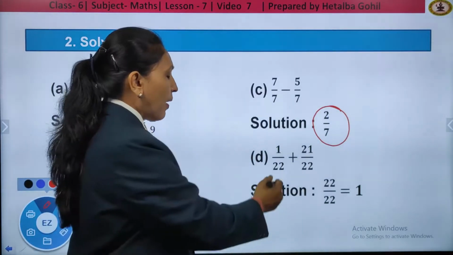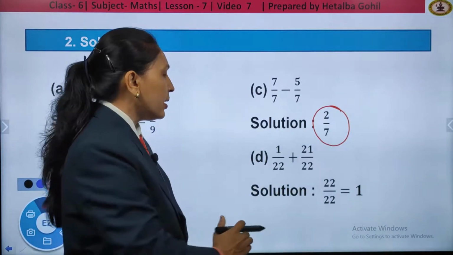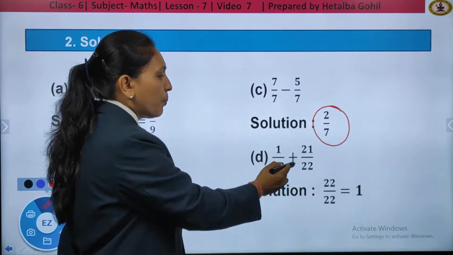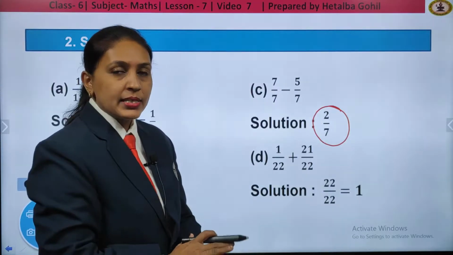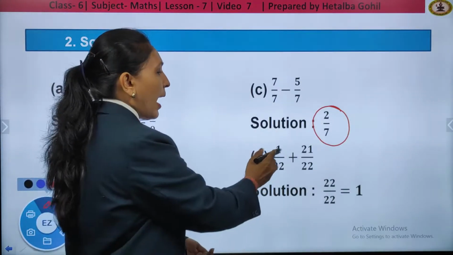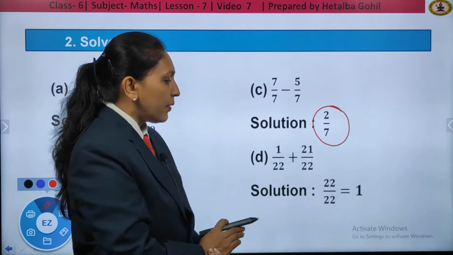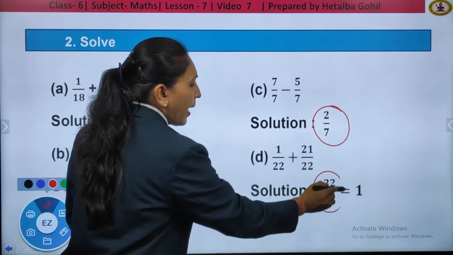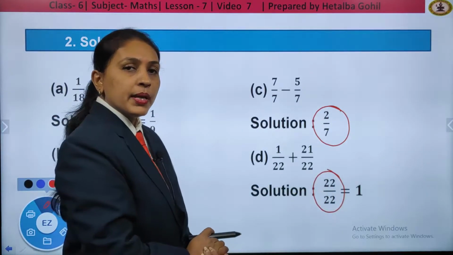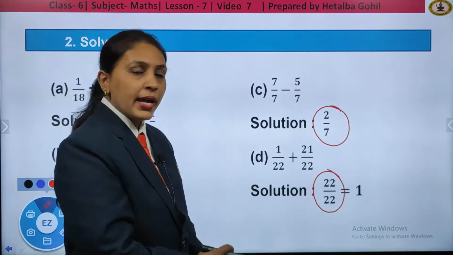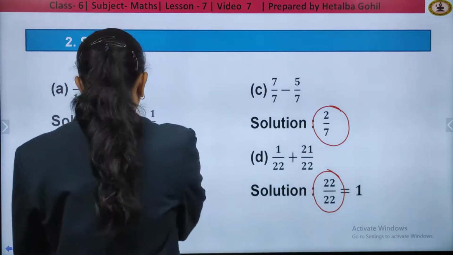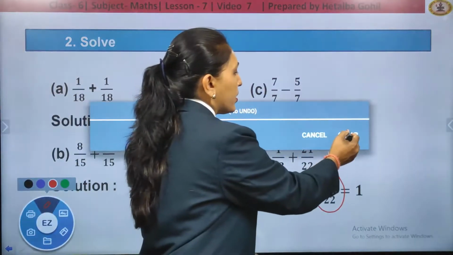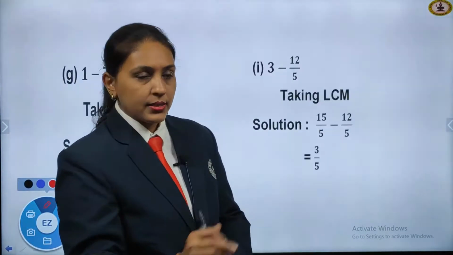7. One more with the like fraction here, 1 upon 22 plus 21 upon 22. The denominators are the same, it is a like fraction children. So, add the numerators 1 plus 21, you get 22 by 22. When you put it in the reduced form or simplify it still further, you will get your answer as 1. Okay, so this is how the questions related to like fractions are done.